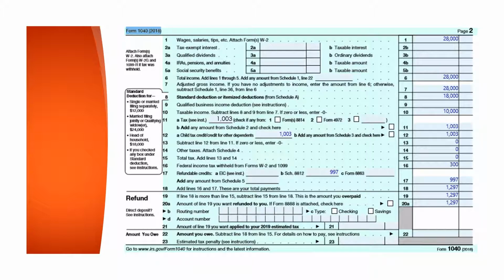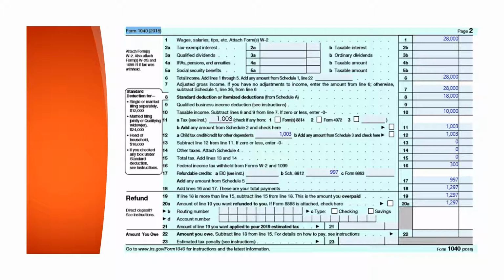This is page 2 of your Form 1040. On line 1, put your wages from your Form W-2. In our example, it is $28,000. This is your only source of income, so you will again put this on line 6 for your total income. You have no adjustments to income, so line 7 will be $28,000 as well.